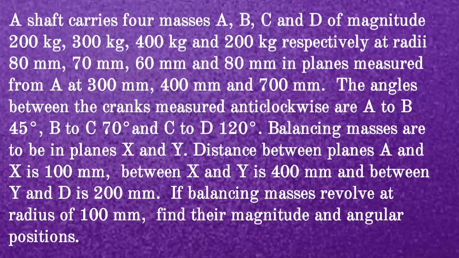The angles between the cranks measured anticlockwise are A to B 45, B to C 70 degree and C to D 120 degree. The balancing masses are to be in planes X and Y. Distance between planes A and X is 100 mm, between X and Y is 400 mm and between Y and D is 200 mm. If balancing masses revolve at radius of 100 mm, find their magnitude and angular positions.